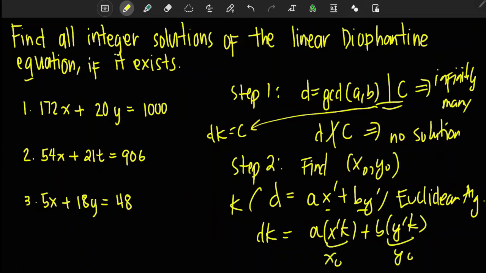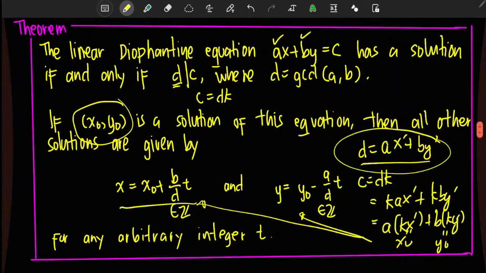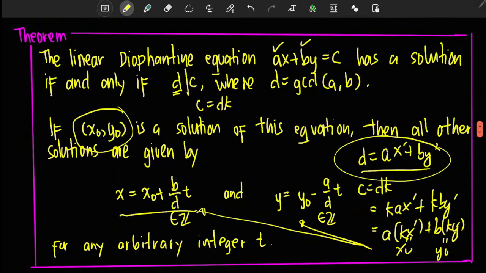Now that you have a particular solution, you can now use the formula given by the theorem. So again, what's the formula given by the theorem? That's x sub 0 plus b over d times t for x and y sub 0 minus a over d times t for y, for any arbitrary integer t. So again, there will be infinitely many solutions for the linear Diophantine equation if D divides C.